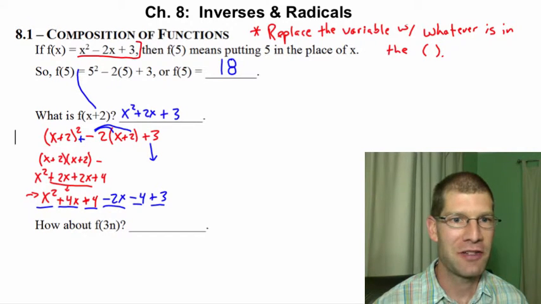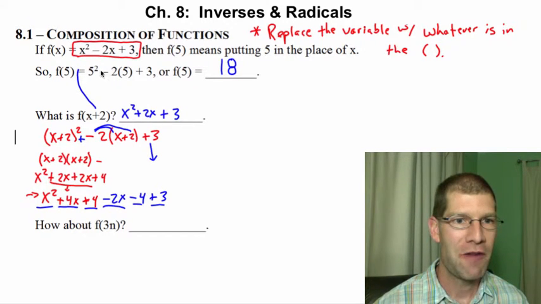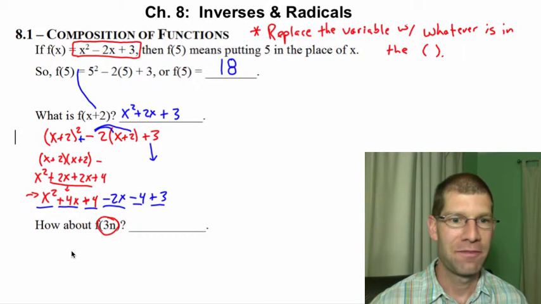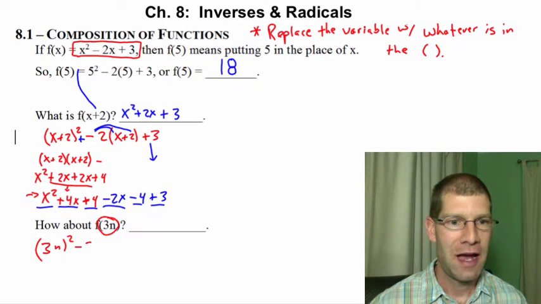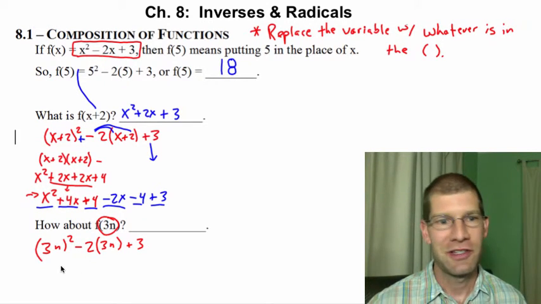So x squared minus 2x plus 3. And now wherever we see an x, we're going to replace it with 3n. So we'd have 3n, all of that squared, minus 2, instead of the x we replace it with 3n, so 2 times 3n, and then my plus 3. And you'll see this is way shorter.